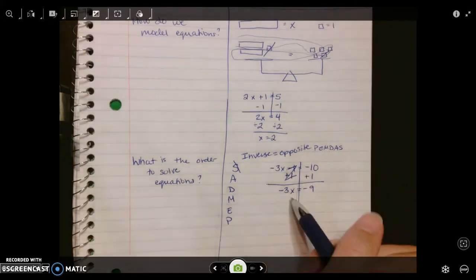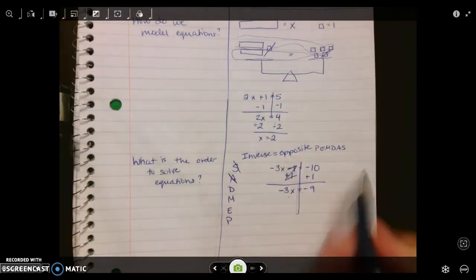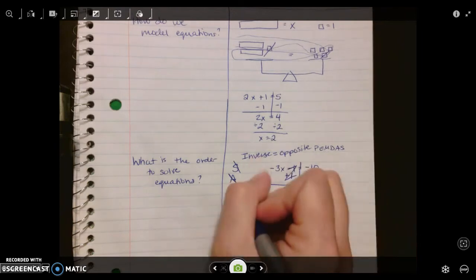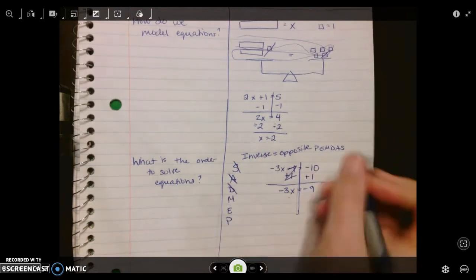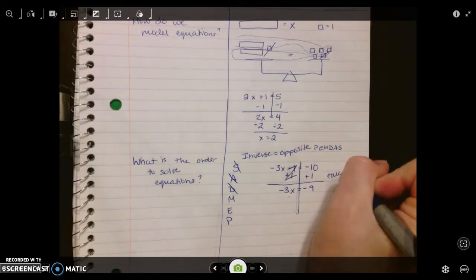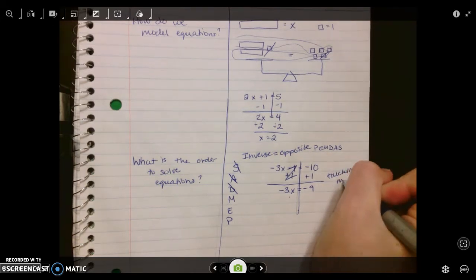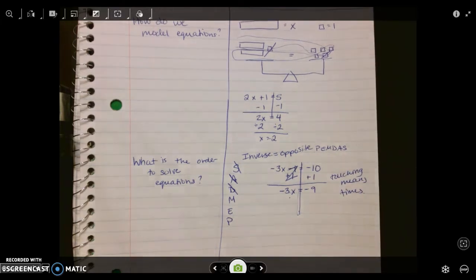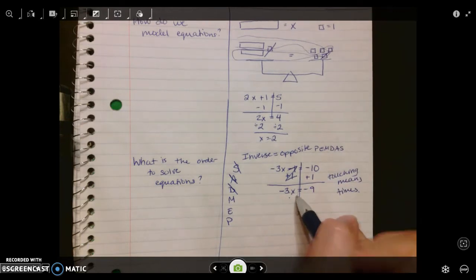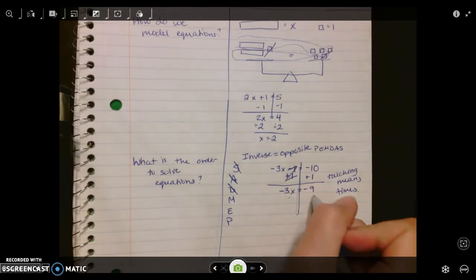Now, do you see any addition? No. Do you see any type of division? No. Do you see multiplication? Yes. Touching means times. And I know that's a little iteration that some students like to use. So right now I have negative 3x. 3 times x equals negative 9.